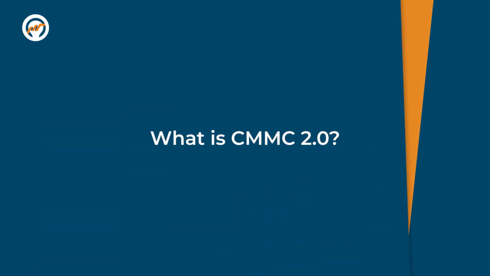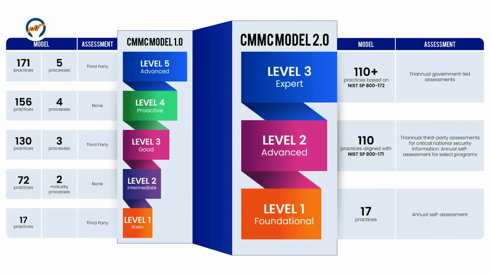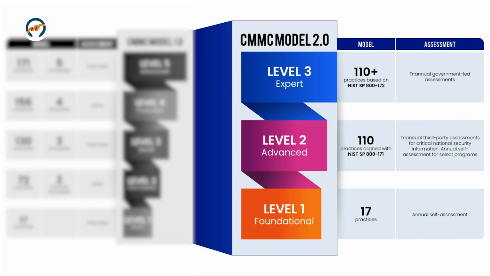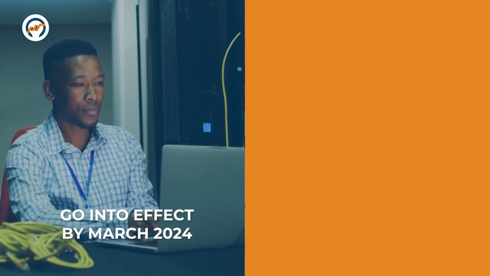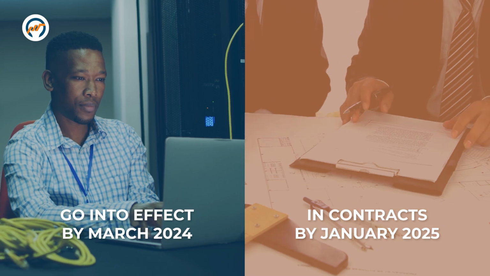What is CMMC 2.0? The Cybersecurity Maturity Model Certification, CMMC, is a standard of cybersecurity verification controls for private contractors. CMMC 2.0 is the simplified version of the original CMMC guidelines and is expected to go into effect by March 2024 and be in contracts by January of 2025.